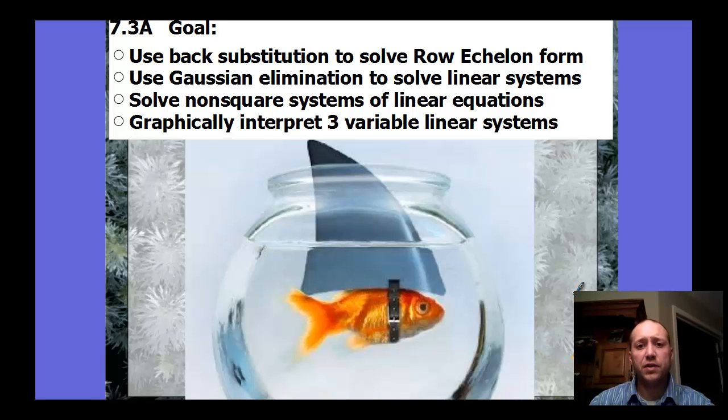Precalc, Chapter 7, Section 3, we're going to split this into two parts. So this is just Part A. We're going to be looking at Gaussian elimination to help us solve systems.